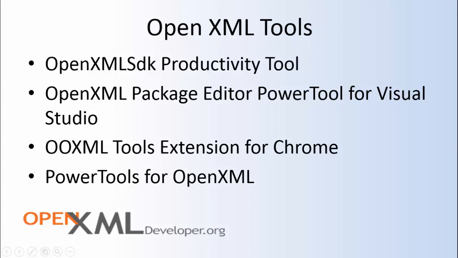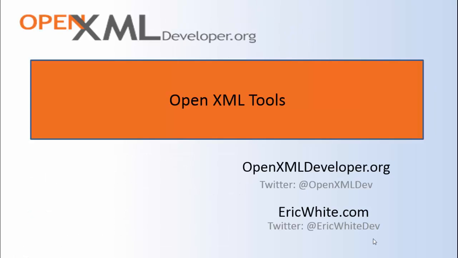That's all I'm going to cover in this video, short and sweet. 4 basic tools. Number 1 is the OpenXml SDK productivity tool. Number 2 is the OpenXml package editor power tool for Visual Studio. Number 3 is the Chrome OpenXml tools extension. And number 4 is power tools for OpenXml, which are a set of commandlets that make your life easier when you are dealing with OpenXml.